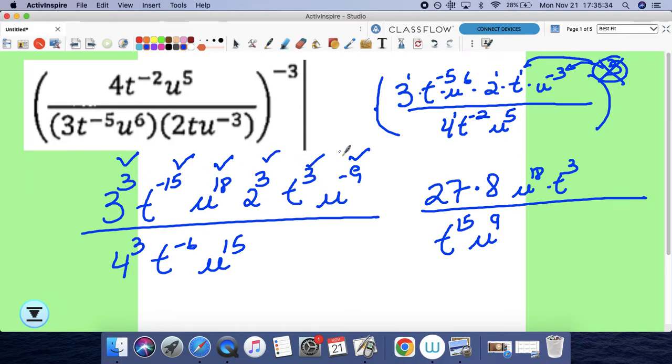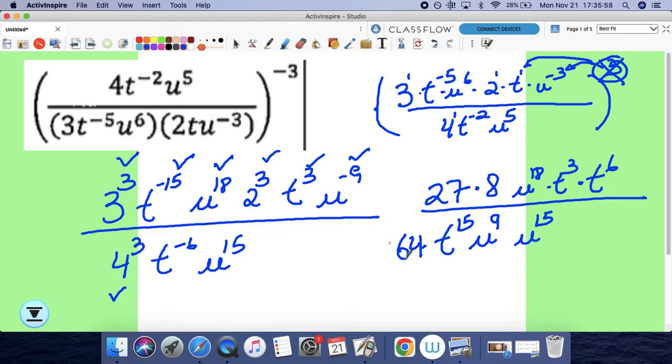So 1, 2, 3, 4, 5, 1, 2, 3, 4, 5, 6. There are my 6 factors. And then 4 to the third, allow me to write that as 64. Check. t to the negative 6 goes up, becomes t to the 6 positive, and u to the 15 stays in the denominator. Okay, so let's see if we can do this correctly.